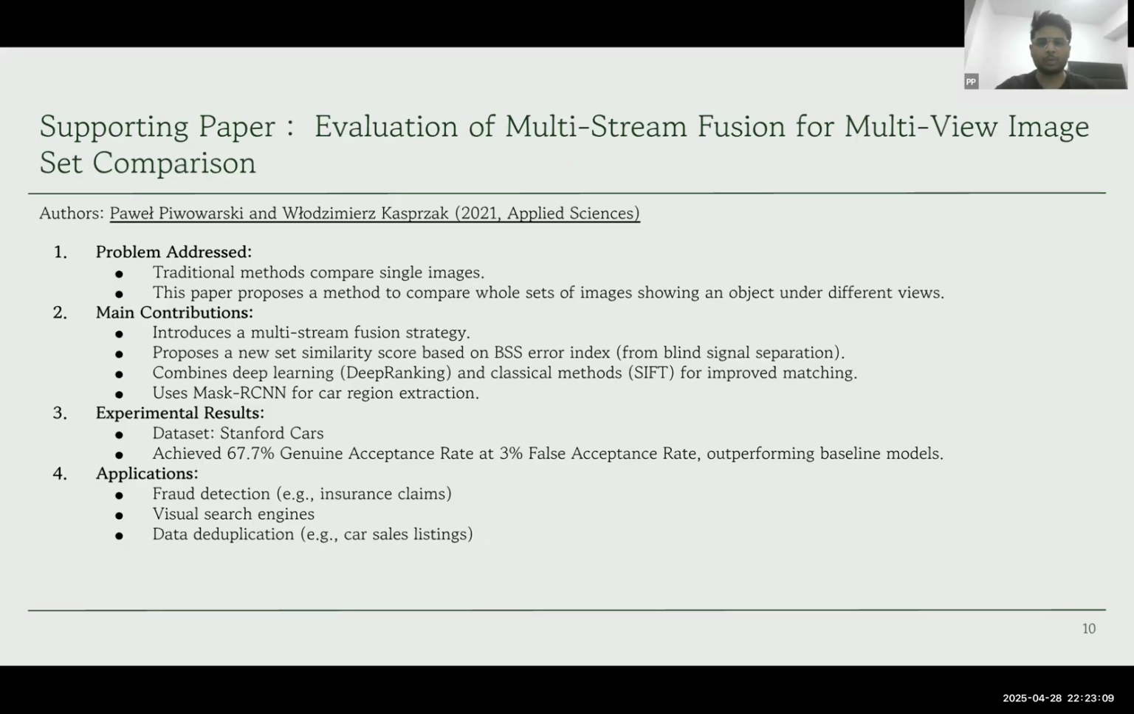Hi guys. So coming to the second paper, evaluation of multi-stream fusion for multi-view image set comparisons. The paper addresses how traditional methods only compared single images, and it proposed a new method to compare sets of images. It introduced a multi-fusion strategy which had a new set similarity score based on BSS error index. The paper used the Stanford car dataset and achieved a 67.7% acceptance rate and a 3% false acceptance rate, outperforming all the base models. We can use this model in fraud detection and visual search engines.